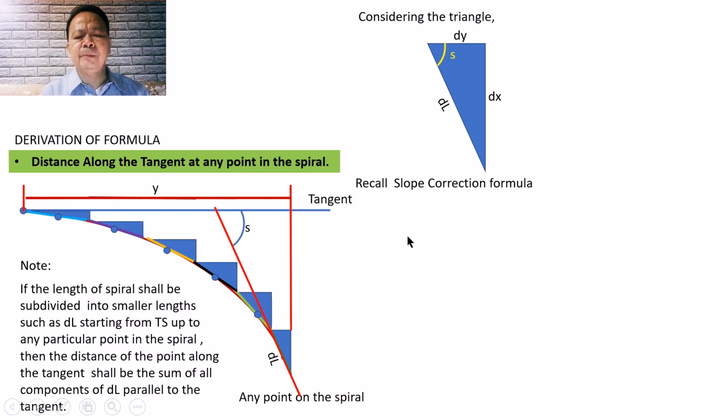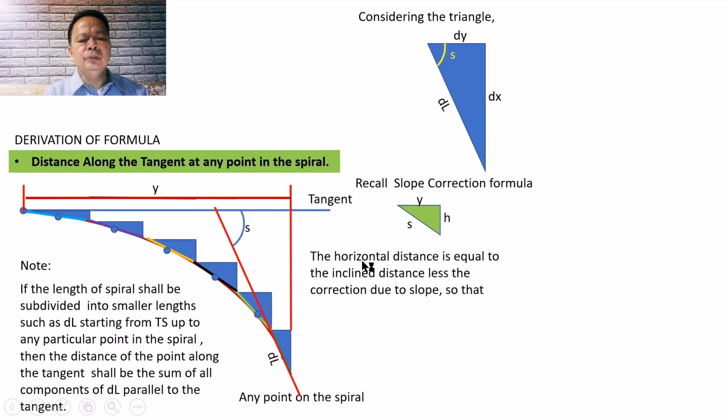So the slope correction formula can be explained by this triangle. Imagine that we have a triangle, we have an inclined distance given by S, a vertical distance given by H, and a horizontal distance given by Y. Di ba? So how do we solve for the Y? Sabi dito, yung horizontal distance is equal to the inclined distance less the correction due to slope. So our horizontal distance Y will be equal to the inclined distance S minus the certain correction C. And what is this correction? Yung correction daw will be equal to the square of the vertical distance divided by twice the inclined distance. So this is equal to H squared divided by 2S.